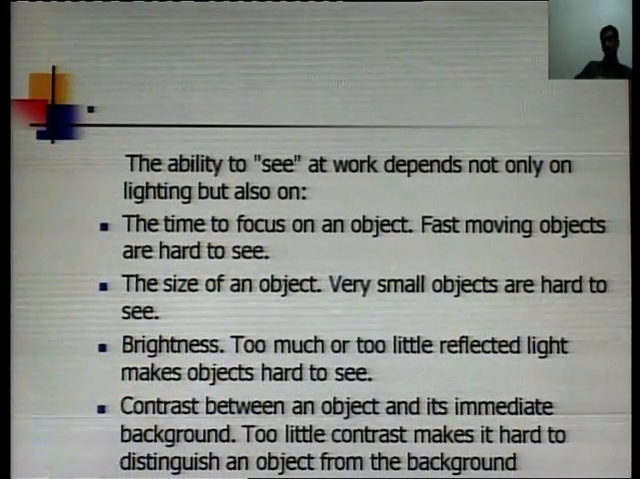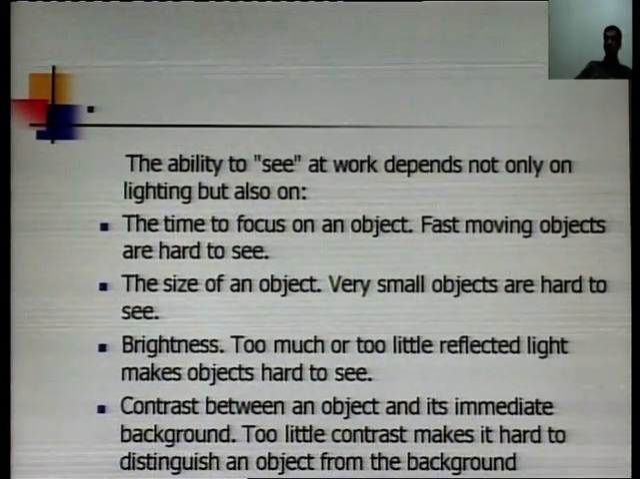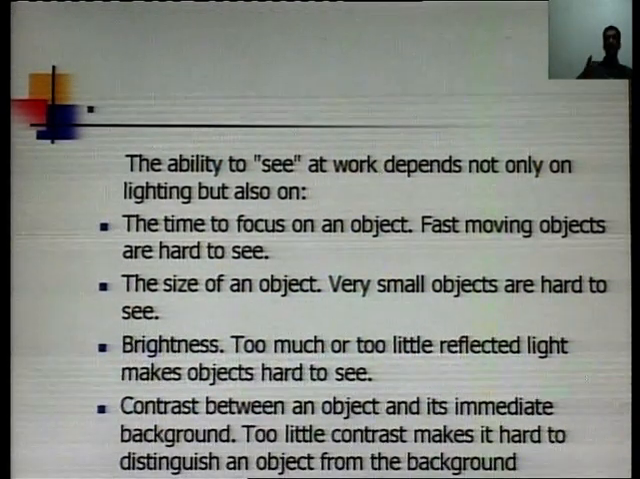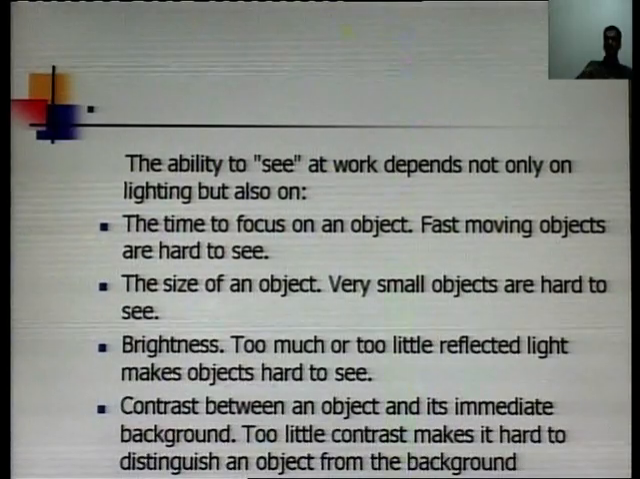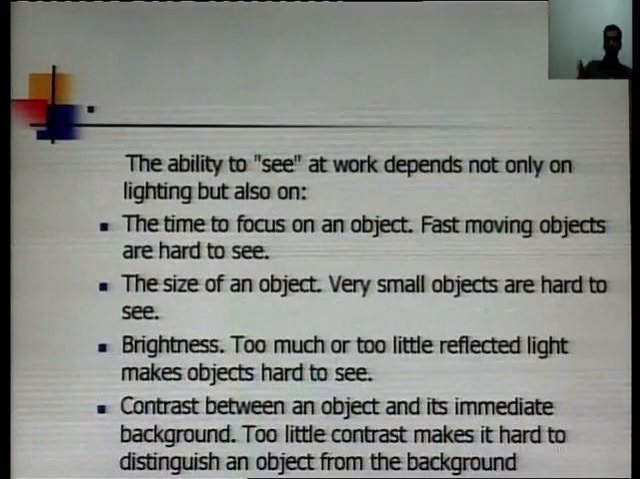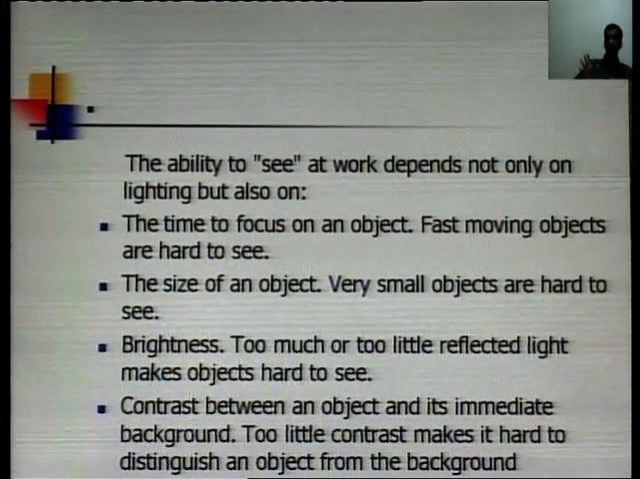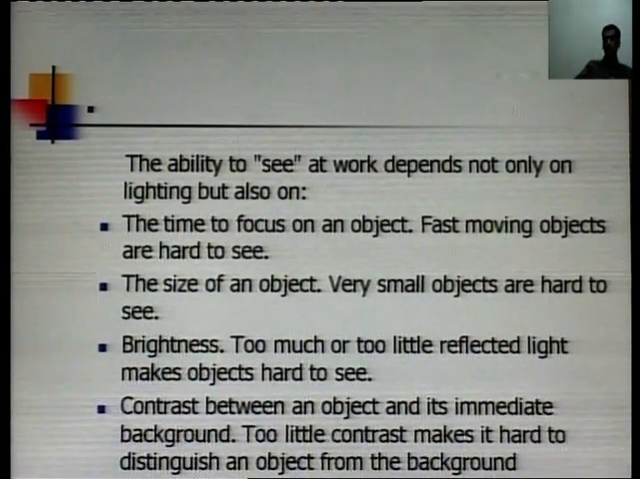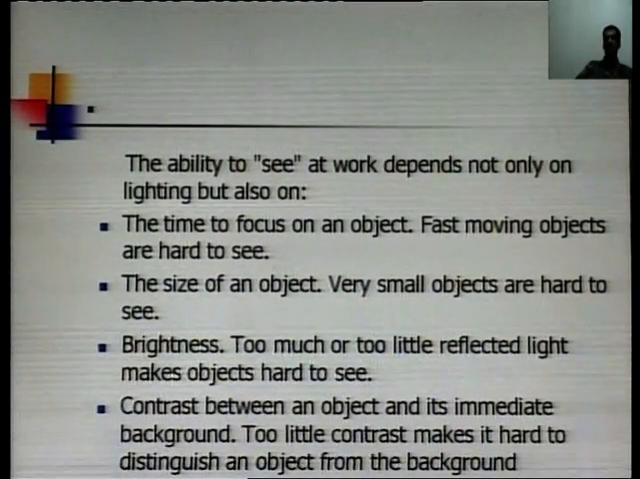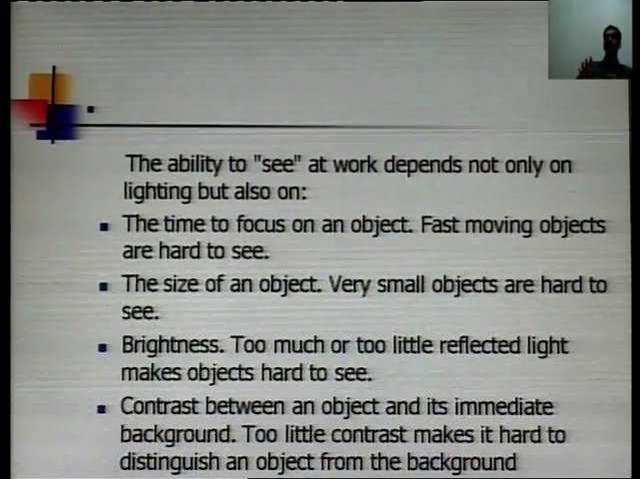The first is the time to focus on an object, how much time a human requires to focus on a particular object. Fast moving objects are hard to see. Supposing you are on a road and there is a fast moving object, a bike or a car, it's very difficult to see. Then the size of the object matters: if the object is very small, we have to concentrate with sharp eyes, and it is hard to see. So that kind of thing also matters.